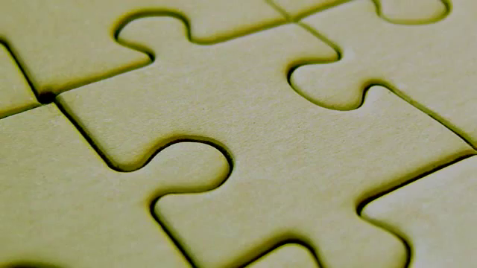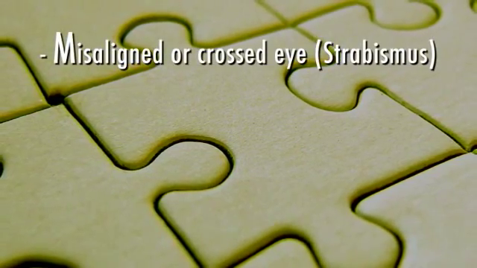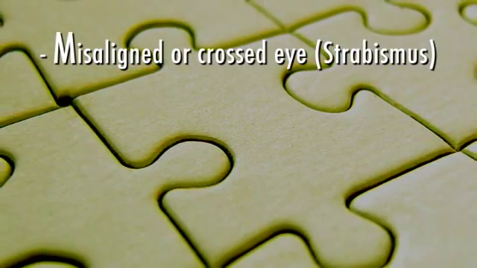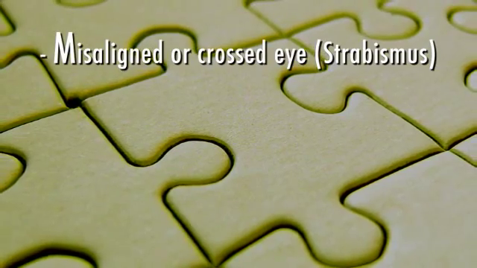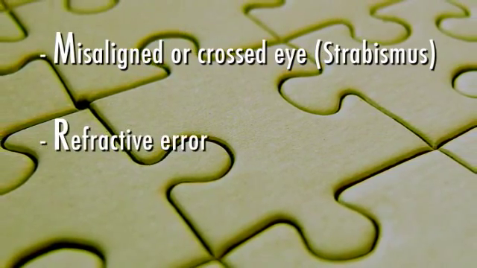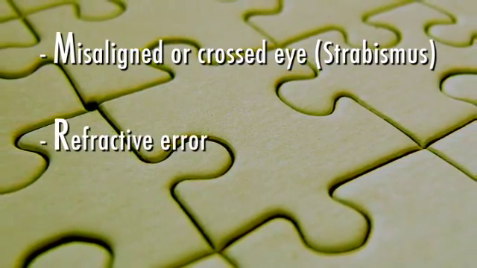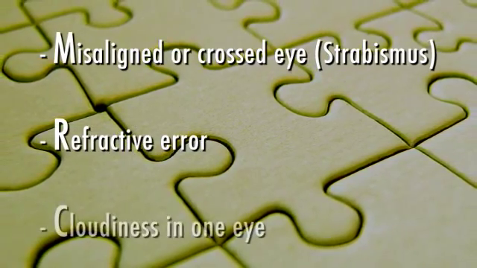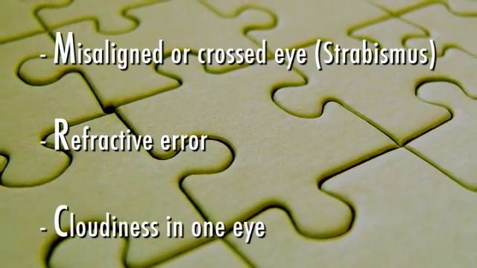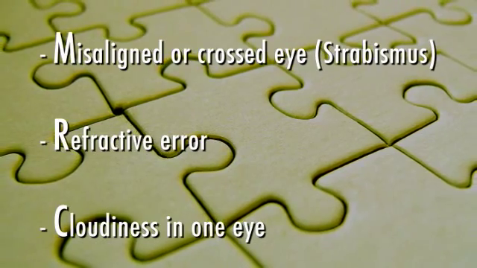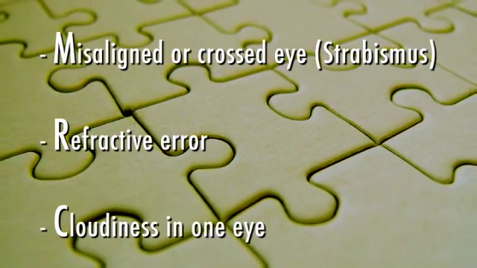There are 3 main reasons why amblyopia occurs. They are misaligned or crossed eye, called strabismus, where double vision is caused by the brain seeing 2 different images. Refractive error, where one eye is farsighted, nearsighted, or astigmatic. Cloudiness in one eye, where a condition such as cataract is present and vision fails to develop properly due to the obstruction. With each of these conditions, the child's sight is affected in one eye, so the brain ignores vision from that eye and relies on the better eye to see the world.